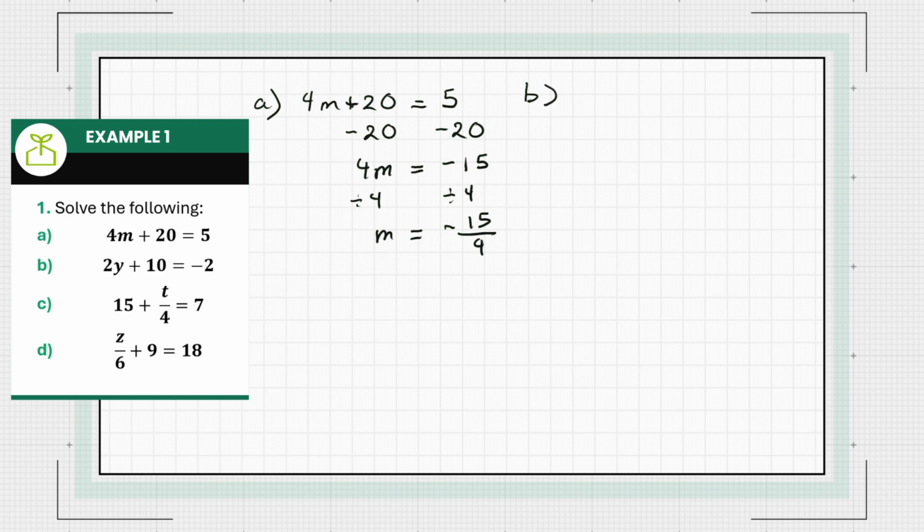Alright, let's look at B. We have 2y plus 10 is equal to negative 2. Okay, we get rid of 10 from both sides. We're left with 2y is equal to negative 12. So let's divide both sides by 2. We're left with y is equal to negative 6. Remember, a negative divided by a positive will be a negative. When the signs are different, the result is negative.